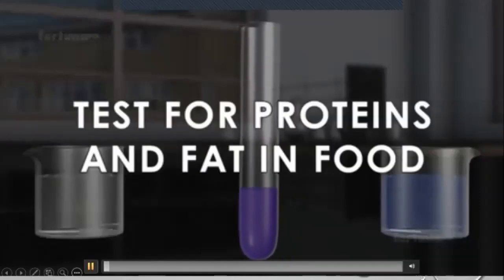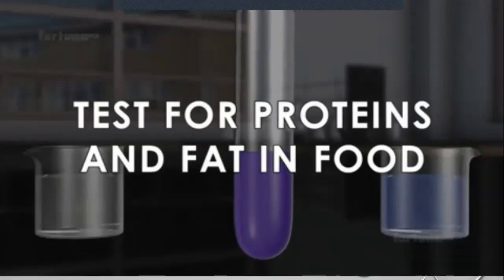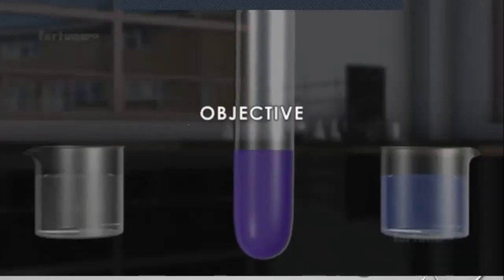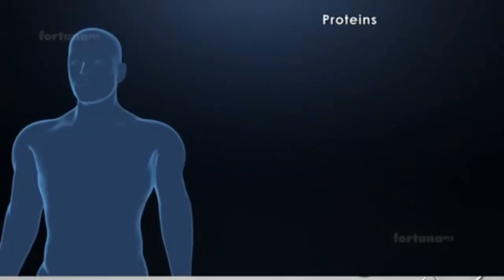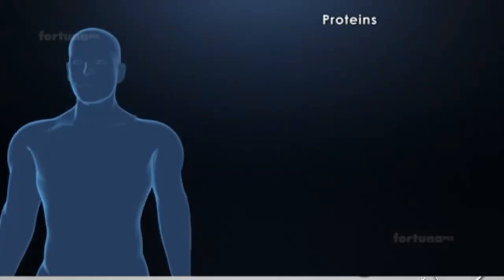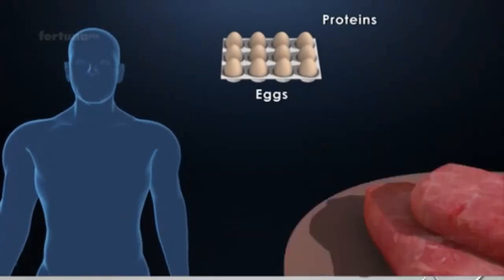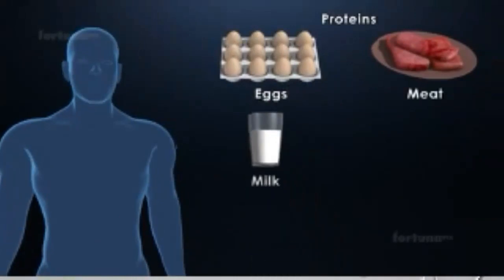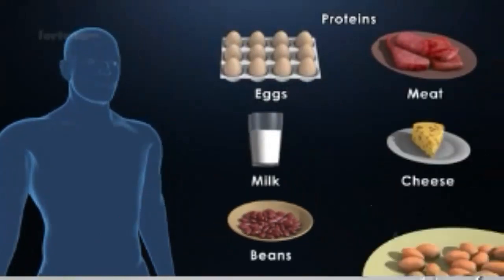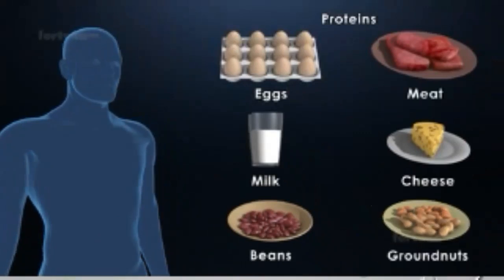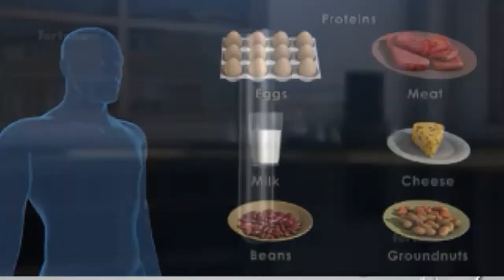Test for proteins and fat in food. Objective: to test for the presence of proteins and fat in food. Proteins in our food help us to grow and repair our tissues. Eggs, meat, milk, cheese, pulses such as beans, and groundnuts are all good sources of proteins that can be found in our regular diet.